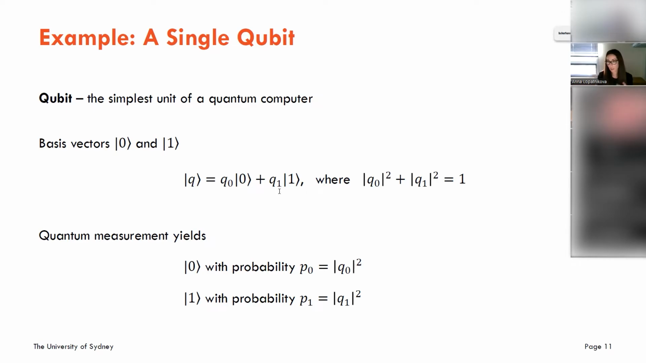Q0 and Q1 are the amplitudes, normalized to 1. So the absolute square of Q0 plus the absolute square of Q1 equals 1. If we take a quantum measurement of this qubit, then we get either 0 with probability equal to the squared amplitude Q0, or we get 1 with probability equal to the squared amplitude Q1. So that's how a single qubit, which is the simplest part of a quantum computer, works.